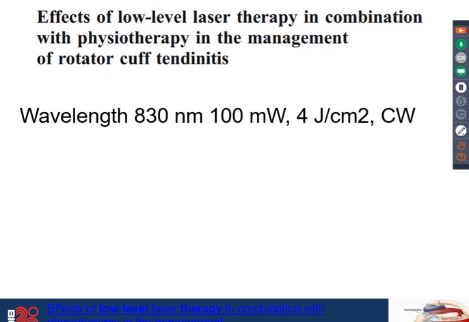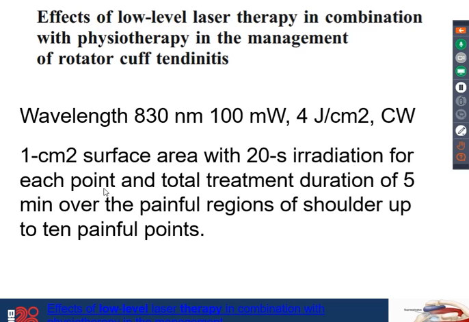They used 830 nanometers. Remember that near infrared is going to penetrate deeper in the body, so you'll want to use near infrared if you're trying to get into the tendon and deeper structures. They used 100 milliwatts, energy density 4 joules per centimeter squared, and it was a continuous wave. The surface area of the probe was 1 centimeter squared. So comparison, our laser probe at BioFlex is 0.1 centimeter squared.